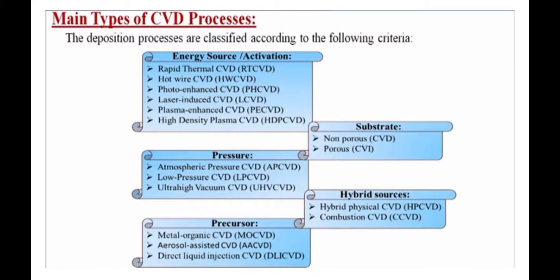So it is a mixture of processes, meaning the chemical vapor deposition is also attached with the physical or maybe the combustion. So we are using a certain kind of heat energy with the chemical vapor deposition process. Next is called precursor: metallic organic CVD, aerosol assisted CVD, directed liquid injection CVD. That means whatever source material we are going to take, based on this source material you can divide the CVD process into different parts.